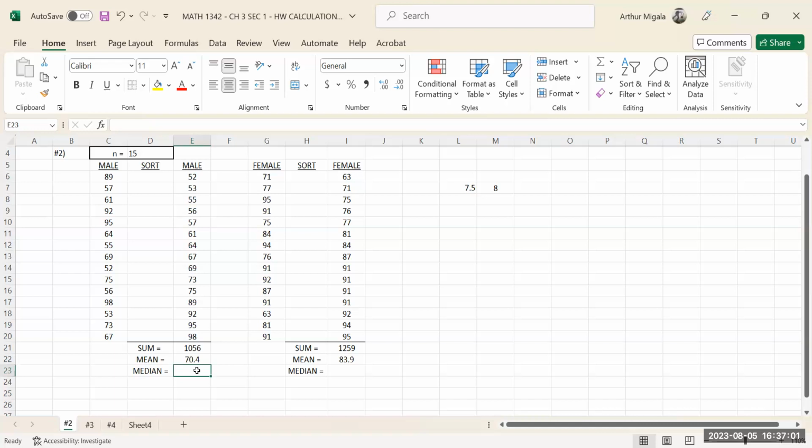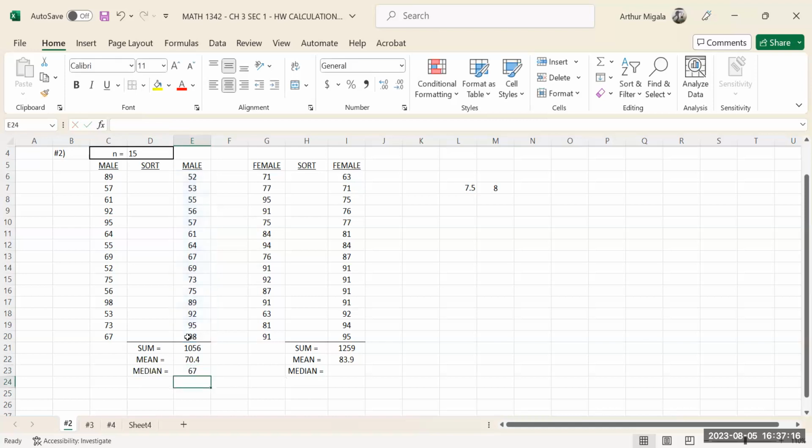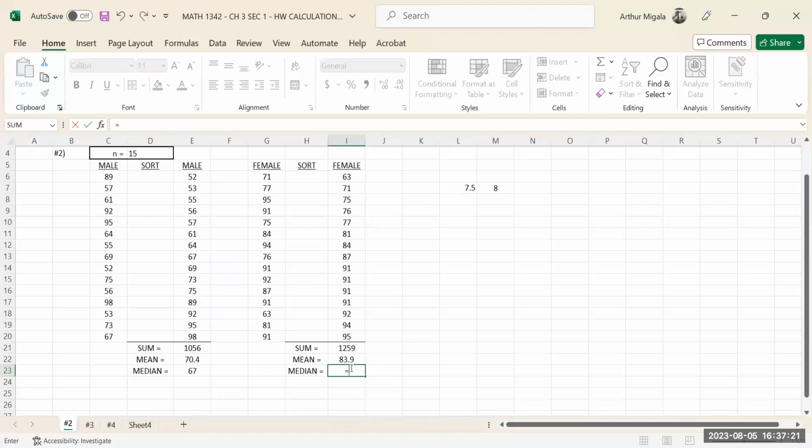Or let the computer do it. Equal sign, type in median, open parenthesis, and now I do the same thing with my mouse. I highlight all that range, close parenthesis, and there you have it. Equal sign, median, open parenthesis, highlight the range of your data, and there you have it. Let the computer do the work for you.